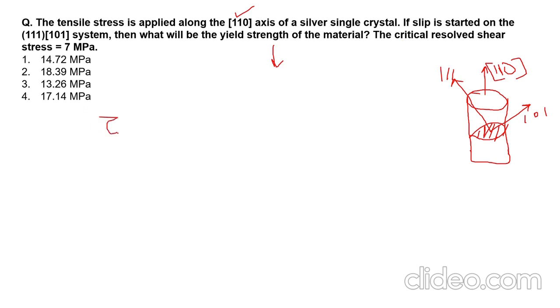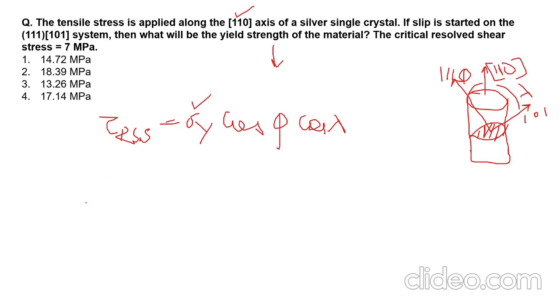This is the strength we have to calculate, and your critical resolved shear stress is given. You know the relationship between the critical resolved shear stress, that is dependent on your yield strength and the cosines of two angles. One angle is between your tensile axis and the normal axis, which we call phi. The other angle is lambda, the angle between your tensile axis and your slip direction. So you have cos phi and cos lambda, right? Now you have to calculate sigma y, so we will rearrange it.